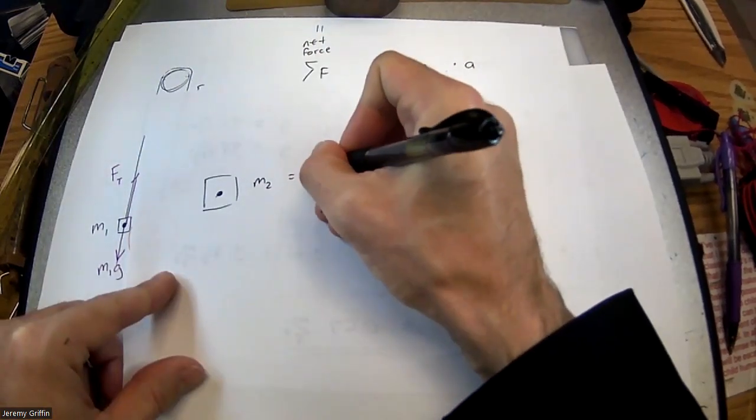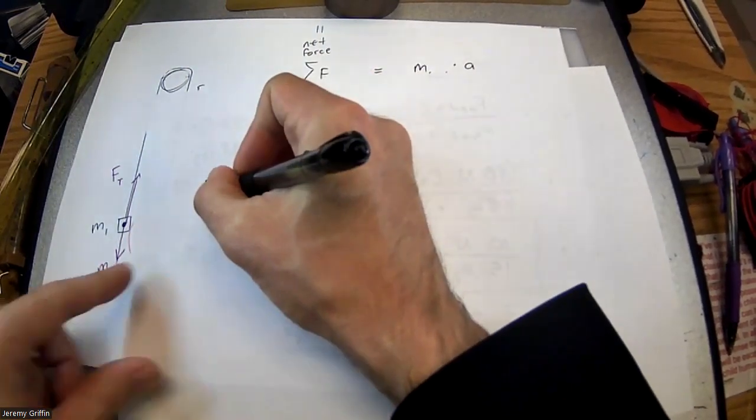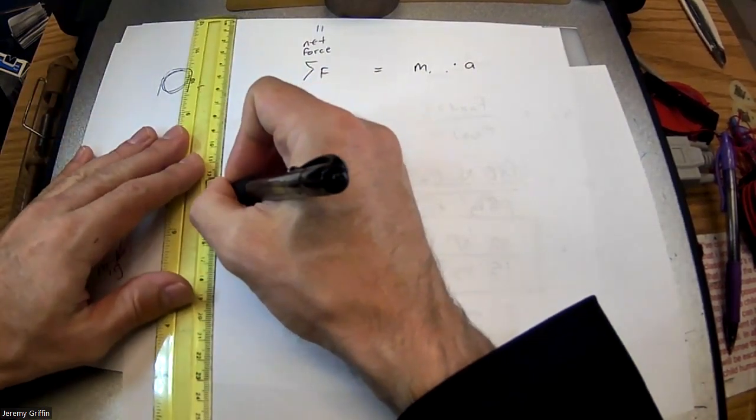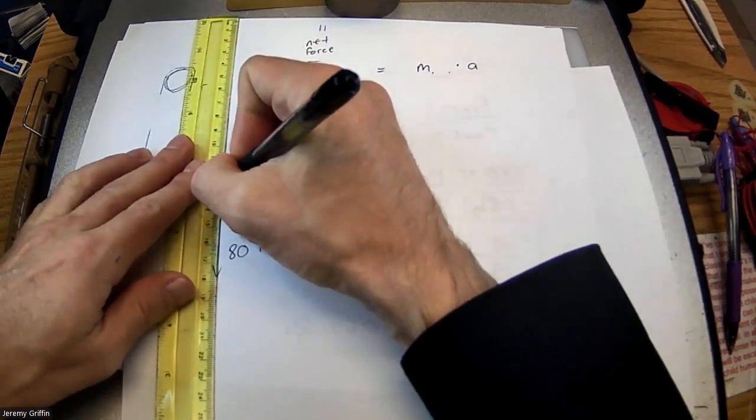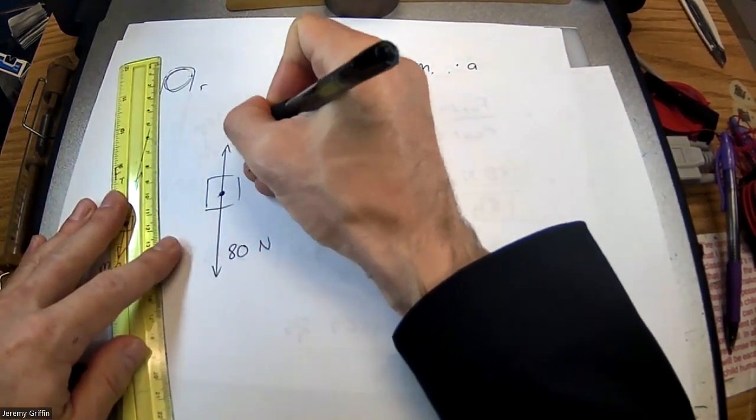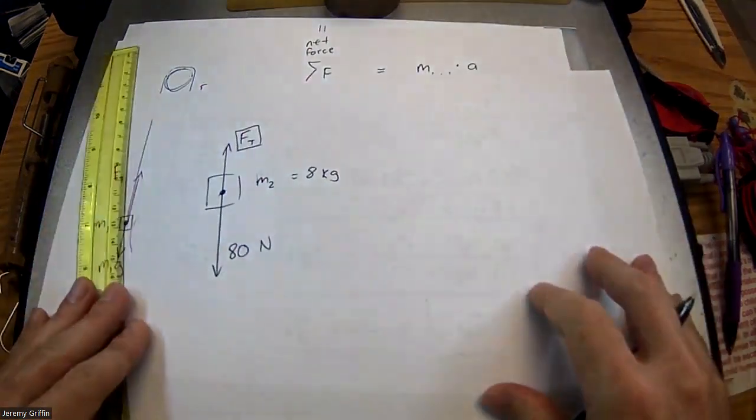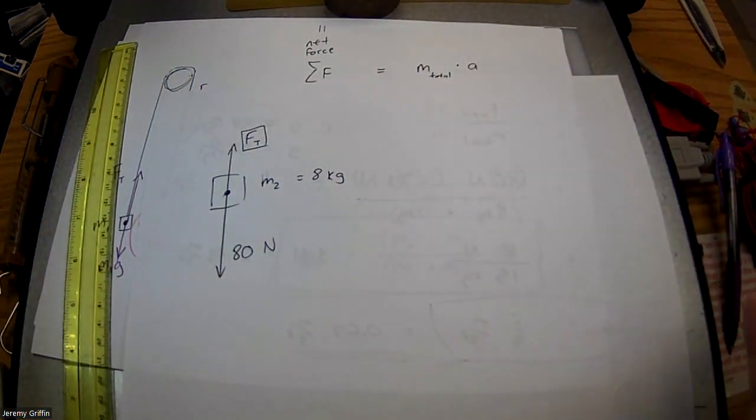which is 8 kilograms. I know that there's 80 newtons pulling down. Of course there is, because that's its weight, 80 newtons. And there's some tension pulling up. I'll call it F sub T. I don't know what that tension is, but I'm going to guess it's somewhere between 70 and 80 newtons. Maybe 75, something like that.